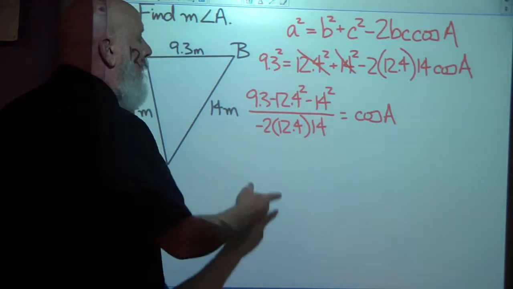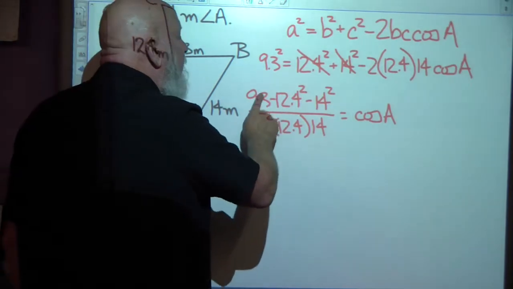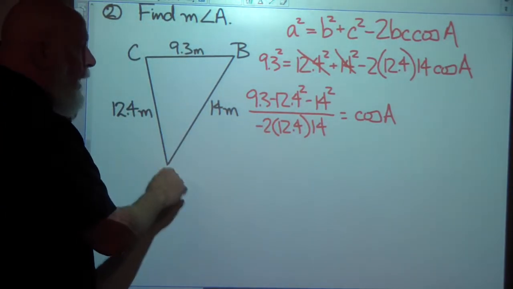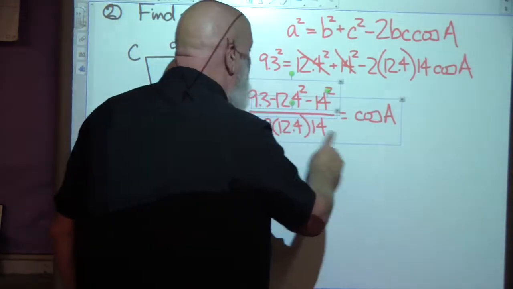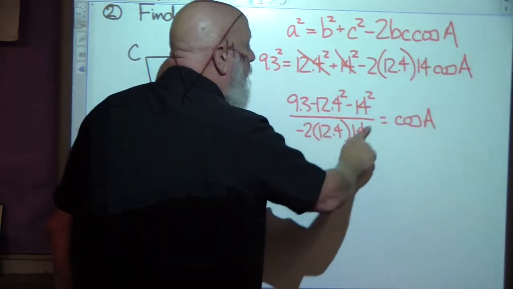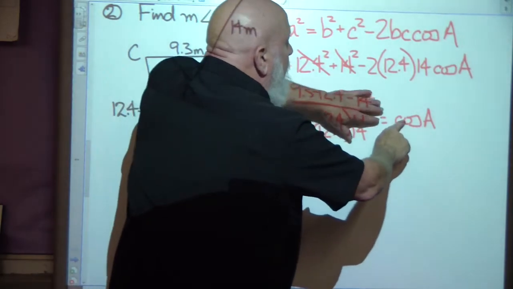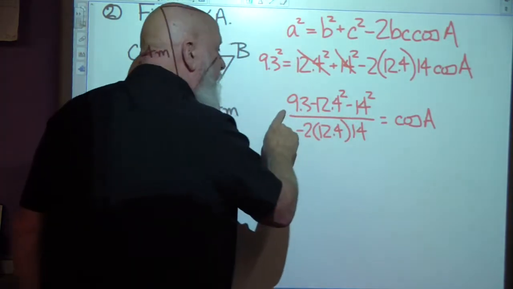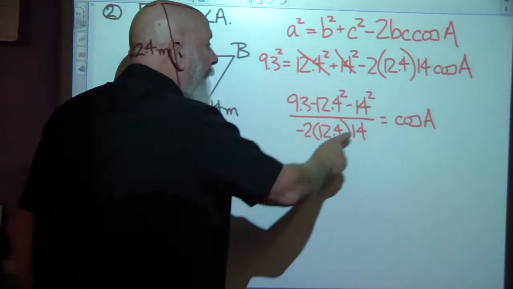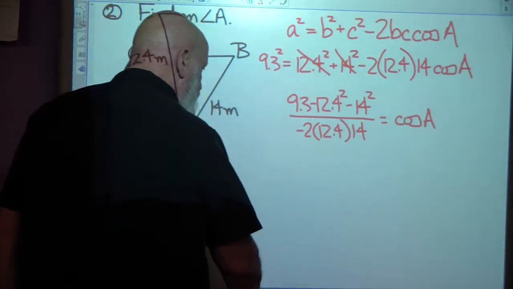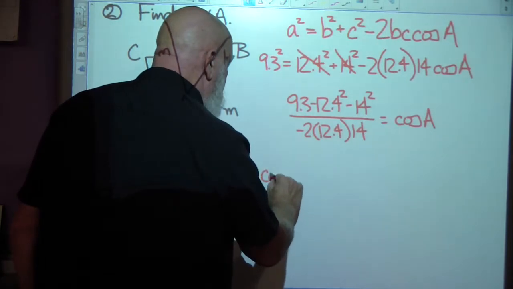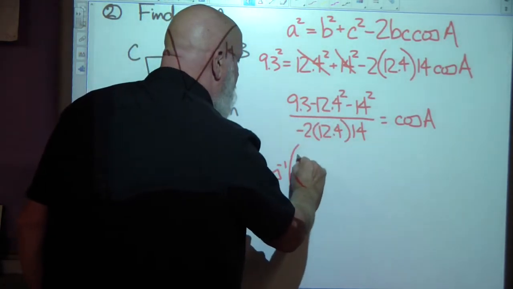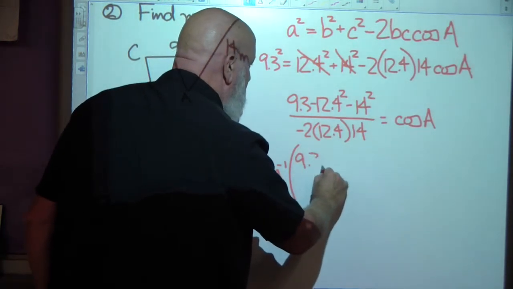So what I'm going to do now, I'm going to say, well, if this is the cosine of A, I want the measure of angle A. So if this is the cosine, then A is the inverse cosine. I'm going to take the inverse cosine of this, and that will give me A. And I'll take the inverse cosine of this big mess here, and that will give me A. So here we go. The inverse cosine of this horrible looking mess, but your calculator can handle this.